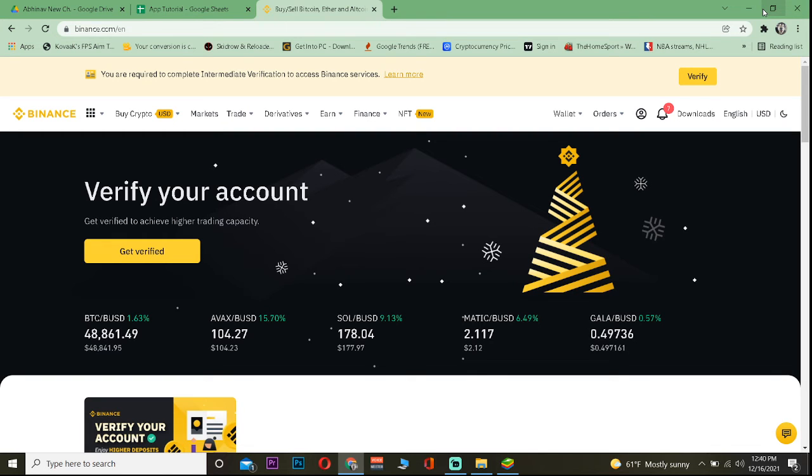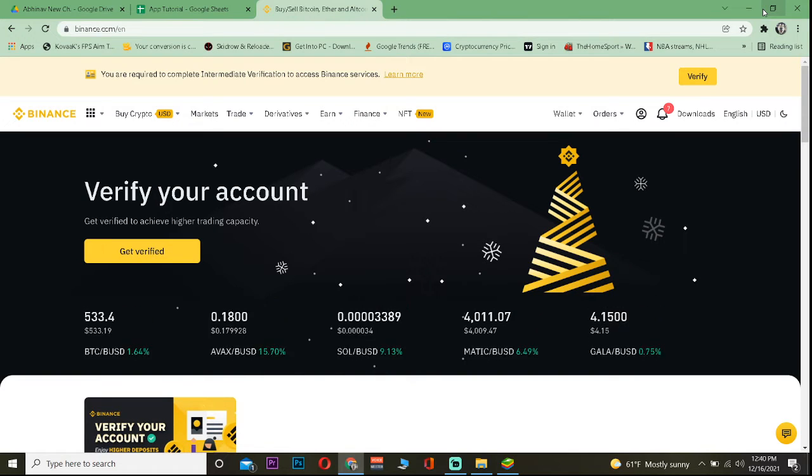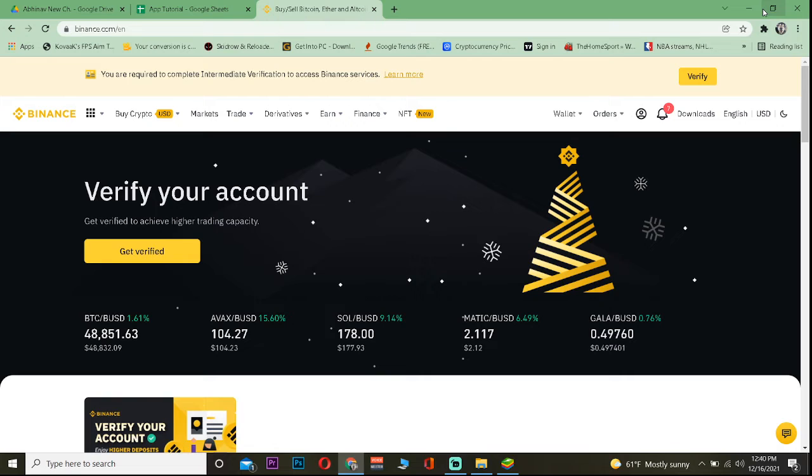Basically, if you want to transfer money into your Binance account, you can't actually transfer in dollars into your Binance. You need to transfer in fiat currency, which is equivalent to the dollar. And the fiat currency which is equivalent to the dollar is USD and USDT.